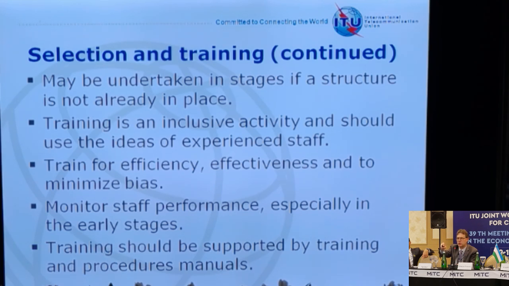Training, the last point, is important as well. Training should be supported by training and procedure manuals so that it can be reproduced. Also, when you're doing interviews with interviewers, they should note down everything that happens, also all the problems encountered, issues that were wrong with the questionnaire, or that the people had difficulty in responding, because it's not the fault of the people, it's your fault.